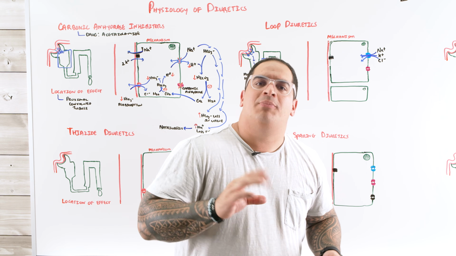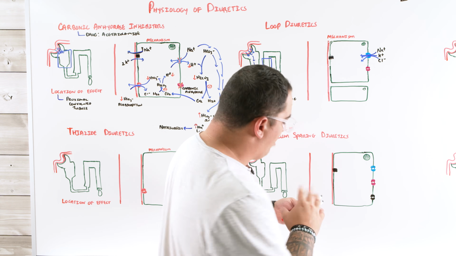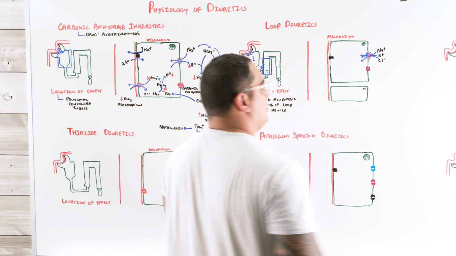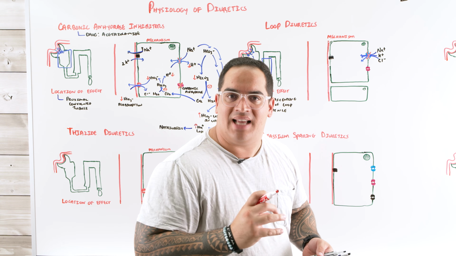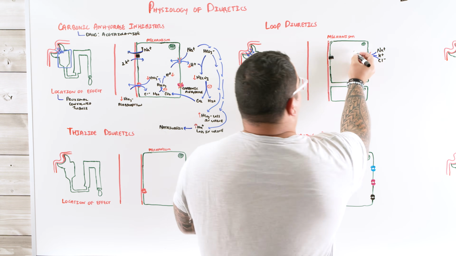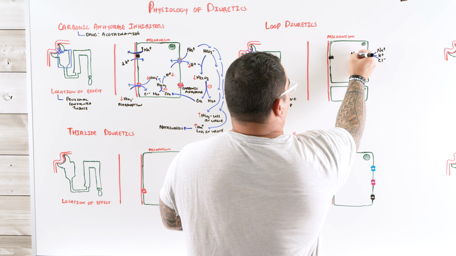Well, here's where loop diuretics say, hold my beer. They come in, and what they do is they block this channel. They block the sodium-potassium 2-chloride cotransporter. When you do that, you can't bring sodium into the cell.